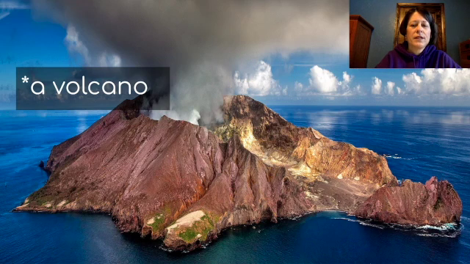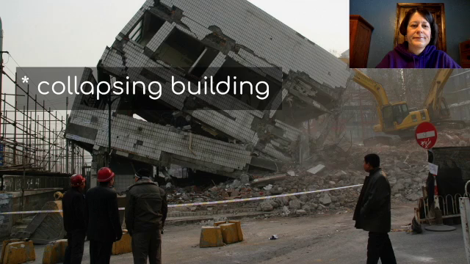Volcanoes, when they erupt, can also cause earthquakes. And volcanoes also tend to be located on the edges of these plates where earthquakes occur. And a collapsing building can also cause an earthquake. So if a very large building comes down, whether it's demolished or just happens to collapse for some reason, it can cause an earthquake. So earthquakes can be man-made and they can also just be caused by things occurring naturally in nature.